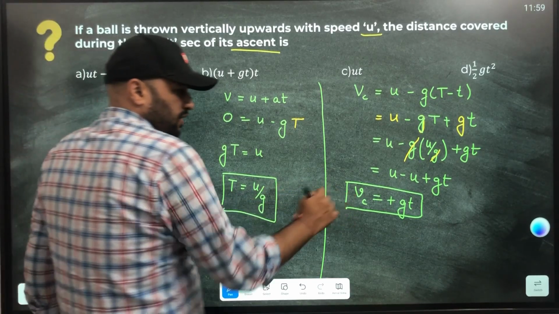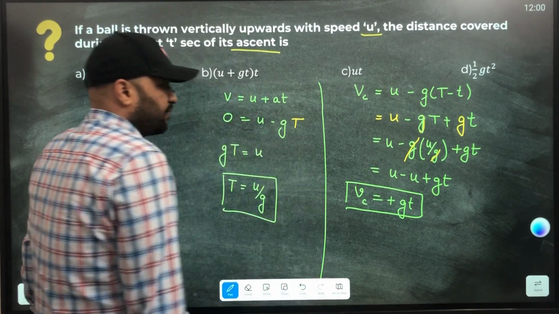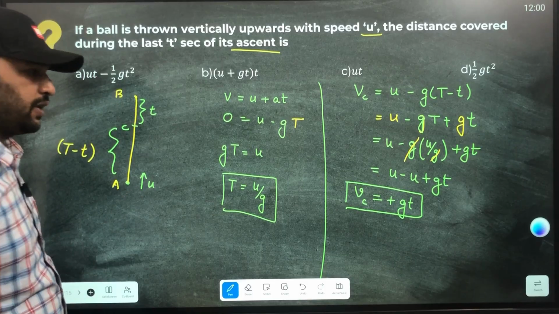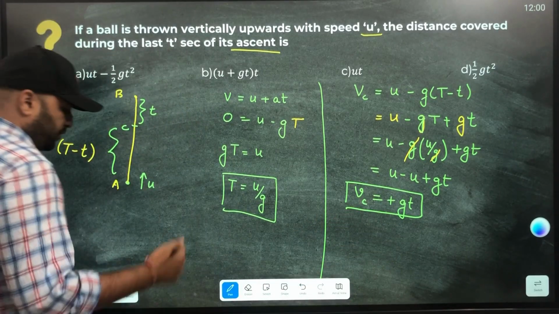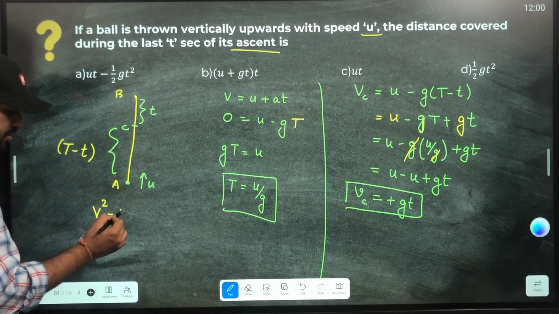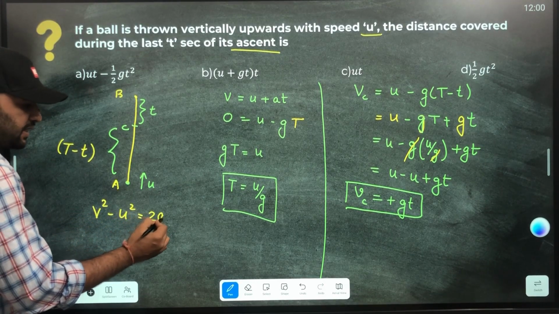Now, if this is the initial velocity while going from C to B, let's figure out how much distance is covered while going from C to B. To figure out the distance, which equation will we use? We will use the equation v square minus u square equals 2as, correct?